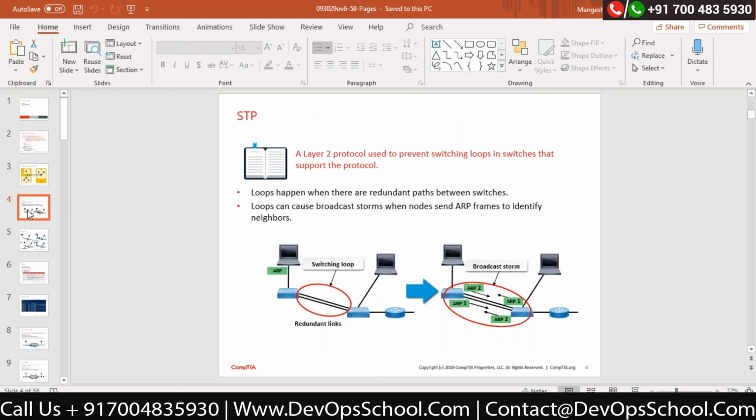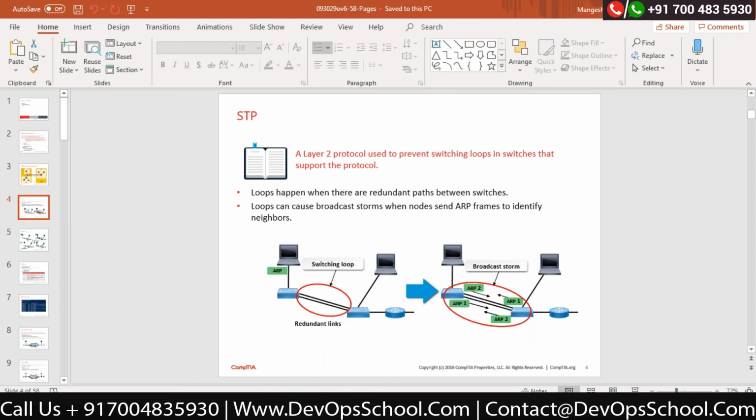Now this is a very interesting protocol. This is called STP, spanning tree protocol. Okay, we will go deep dive into it in the CCNA session, but I will give you the idea about this. What is the spanning tree protocol?